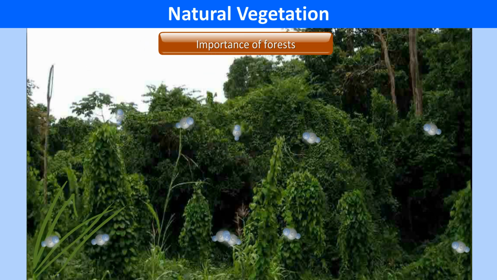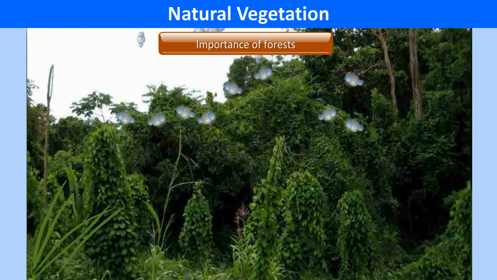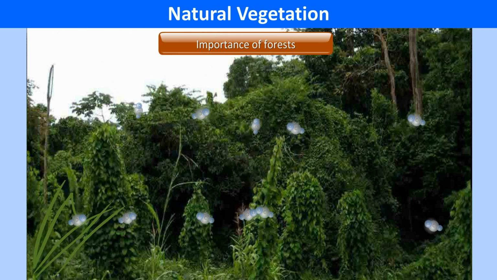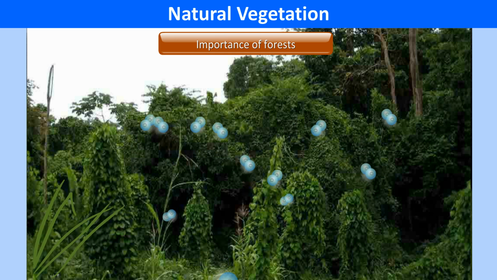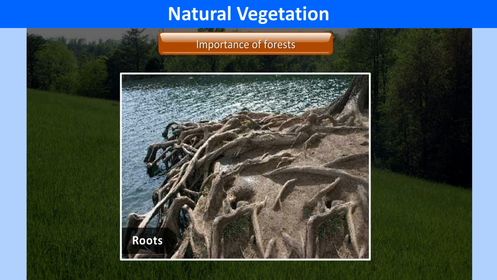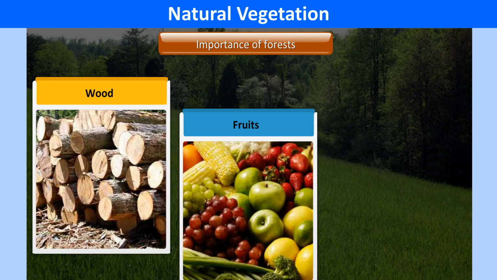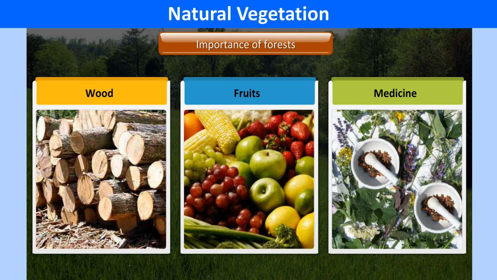Importance of forests. Plants absorb carbon dioxide and release oxygen. A large forest cover is therefore very important for maintaining an ecological balance. The roots of trees bind the soil. This prevents soil erosion, removal of soil by water and wind. Forests give us many useful things including wood, fruits, oils, dyes, gums, medicines, etc.